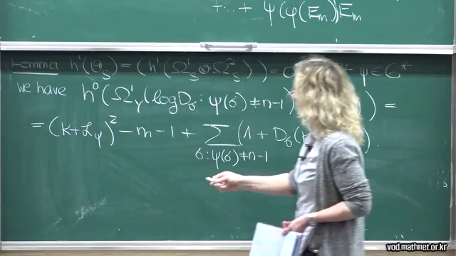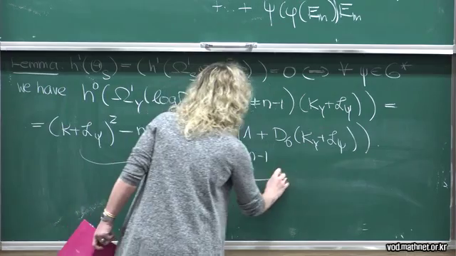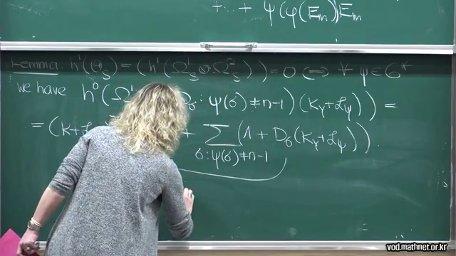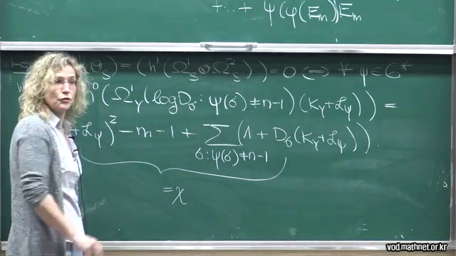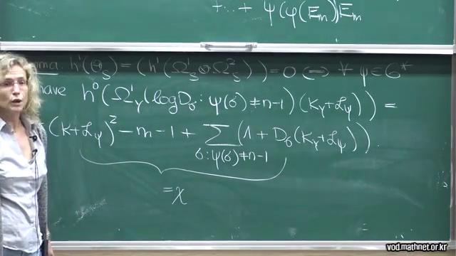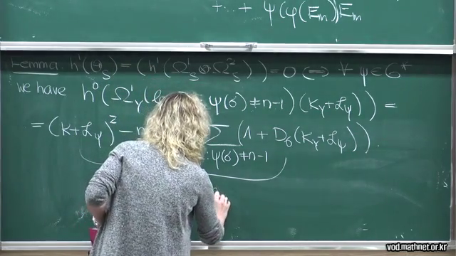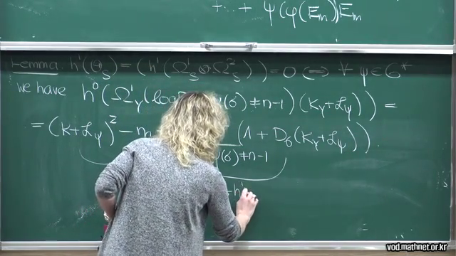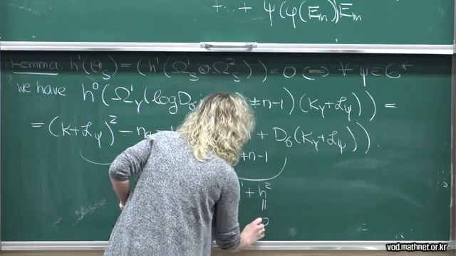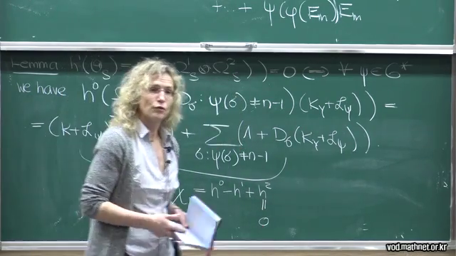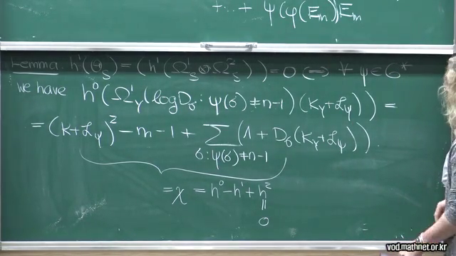So why this formula? Because this is just the Euler-Poincaré characteristic of this sheaf. And we know that this is χ, so this is h⁰ minus h¹ plus h², and h² is 0 because we have no global vector fields. Okay?